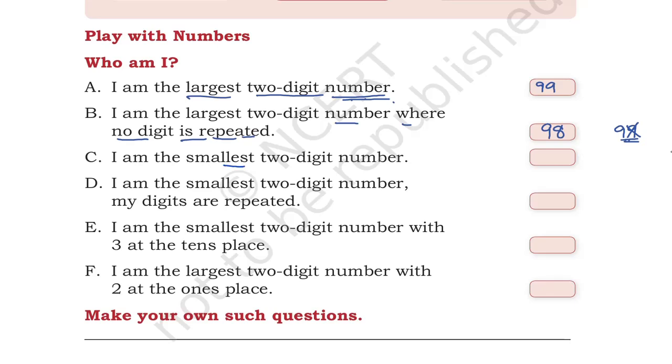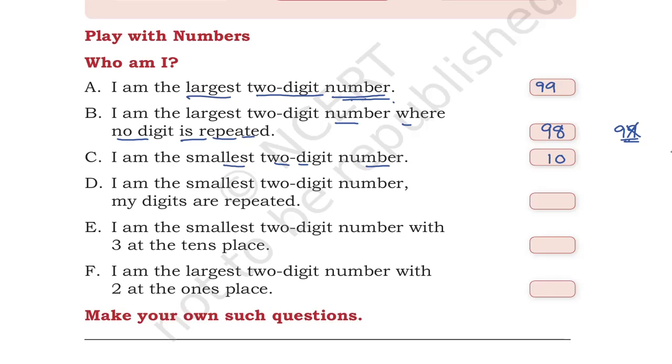I am the smallest two-digit number. We did this as well. This is the recap of the previous information. The smallest two-digit number is 10, because if we subtract 1 from it, it makes it a single-digit number. It does not remain a two-digit number anymore.